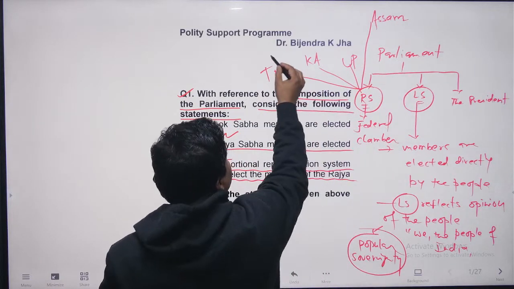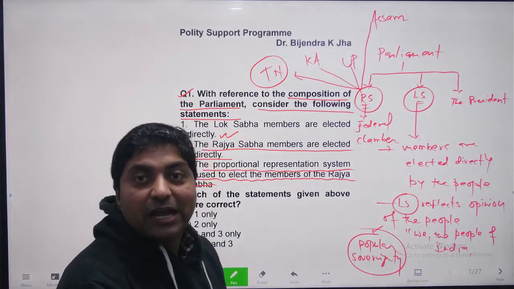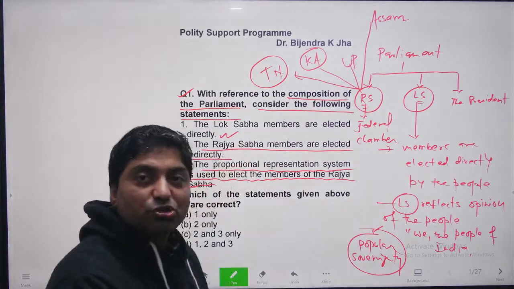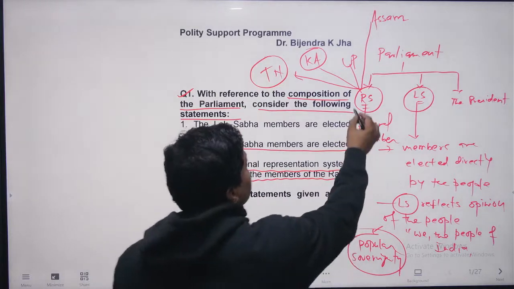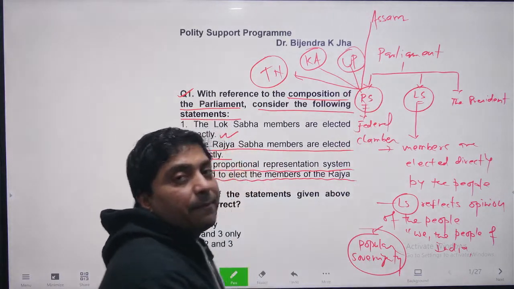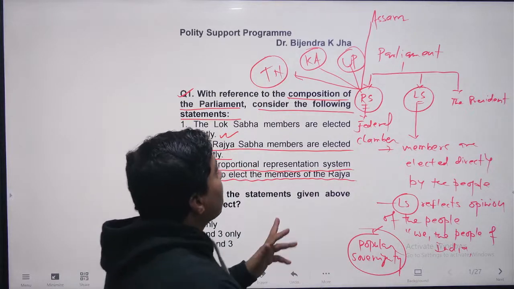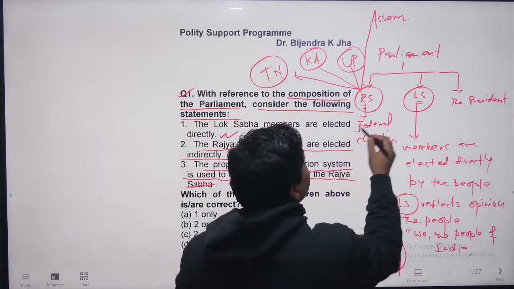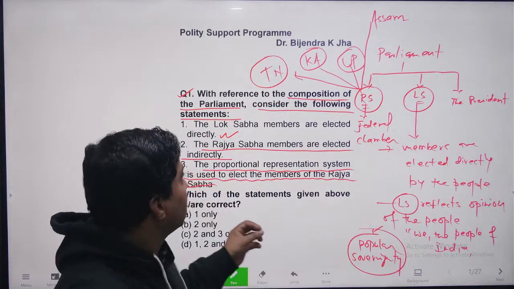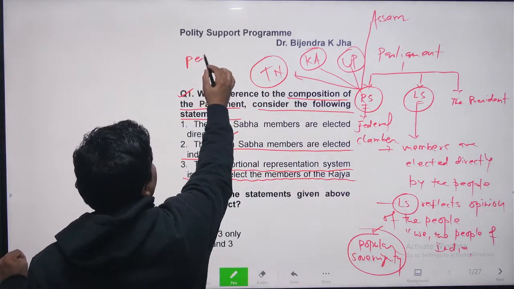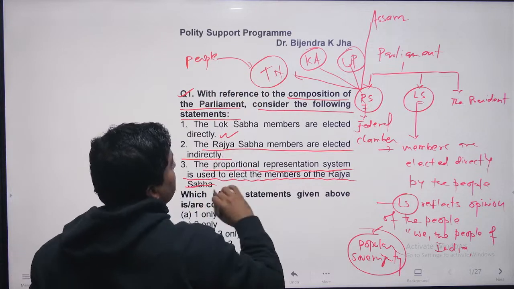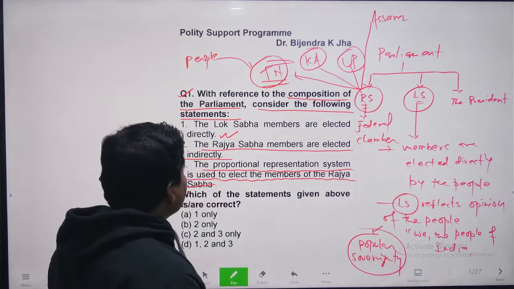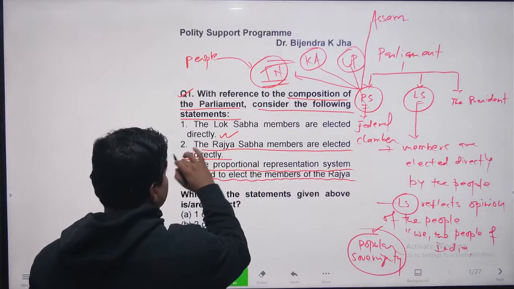right? Now the Tamil Nadu legislature elects members for the Rajya Sabha. The Karnataka legislature elects members for the Rajya Sabha. UP State Assembly elects members for the Rajya Sabha. So they are not directly elected by the people, they are elected indirectly. It is called indirectly elected, because people elect the members of the Tamil Nadu Assembly, and members of the Tamil Nadu Assembly elect members of the Rajya Sabha. So here Rajya Sabha members are elected indirectly, this is also correct.